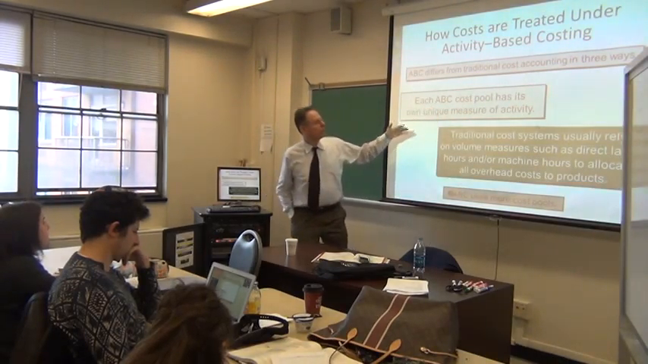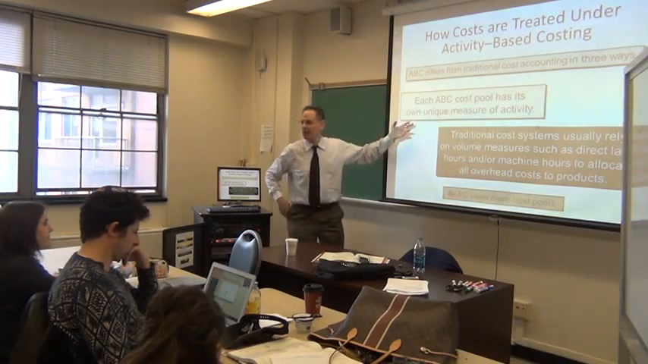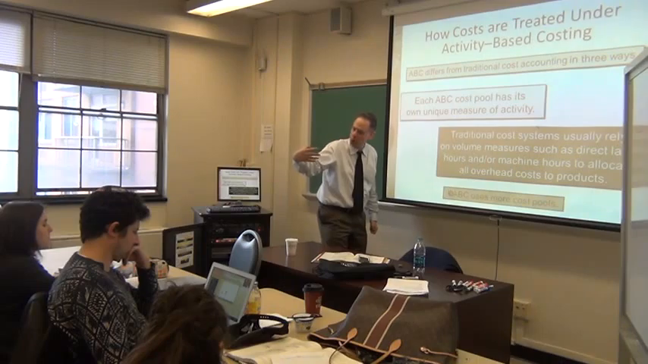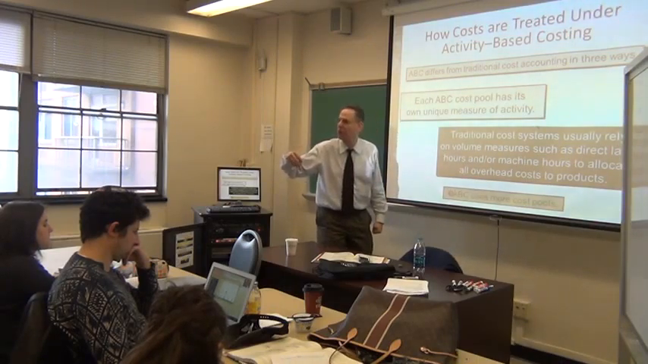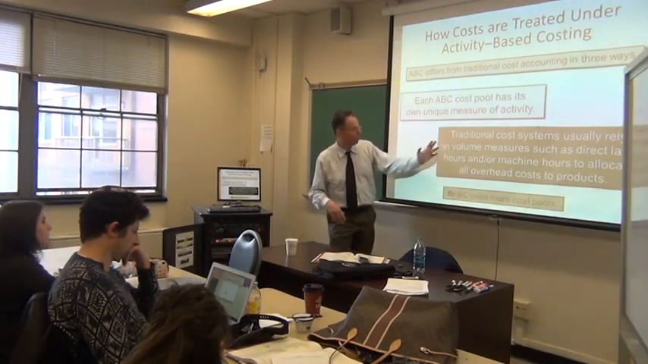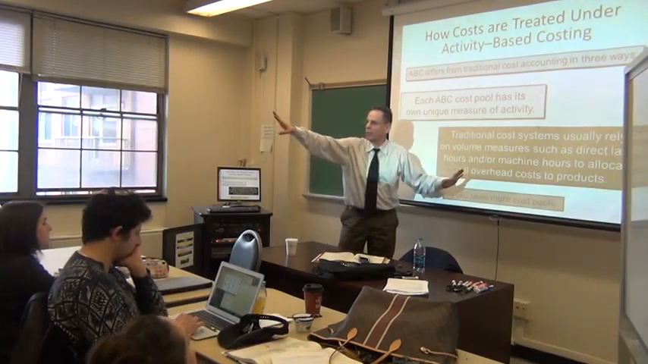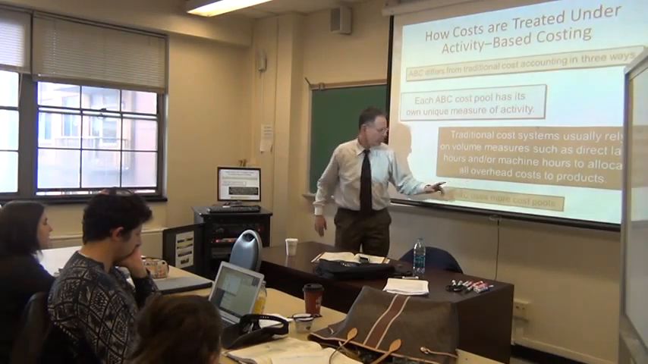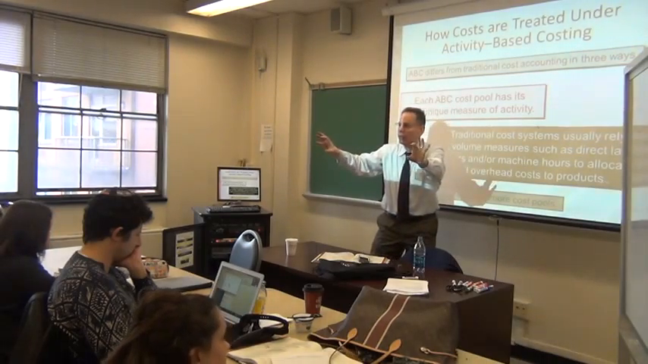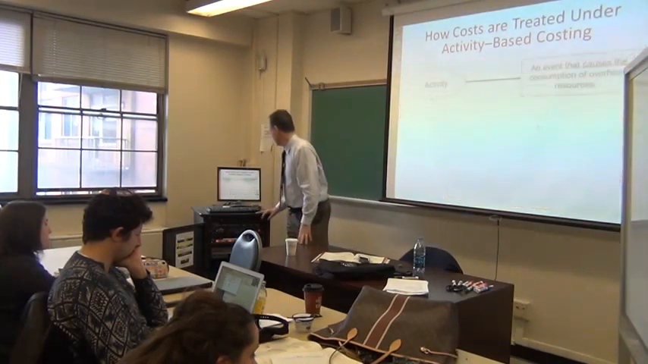Each ABC cost pool has its own unique measure of activity. All that's saying is that we're looking at a cost pool that has its own cost driver, not necessarily labor hours. Traditional cost systems usually rely on volume measures such as labor hours and machine hours to allocate all overhead costs. We're moving away from that with ABC. Very simplistic, not accurate. ABC is going to disaggregate overhead into more pools. Therefore, it's hopefully more accurate, more refined.